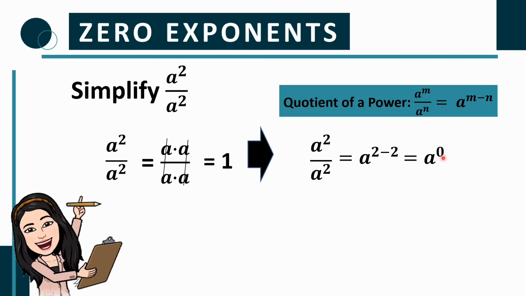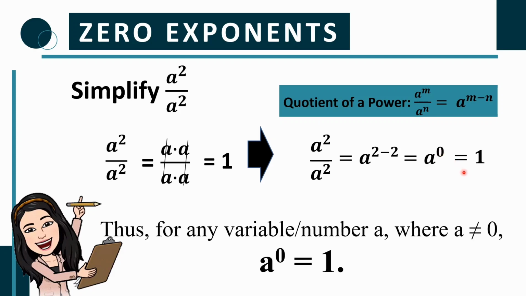So, therefore, since alam naman natin na ang a squared divided by a squared is equal to 1, so therefore, ang a raised to 0 is equal to 1. Okay? Always remember that. So, ibig sabihin, for any variable or a number a, where a is not equal to 0, when a raised to the 0 power, it is equal to 1. Okay?